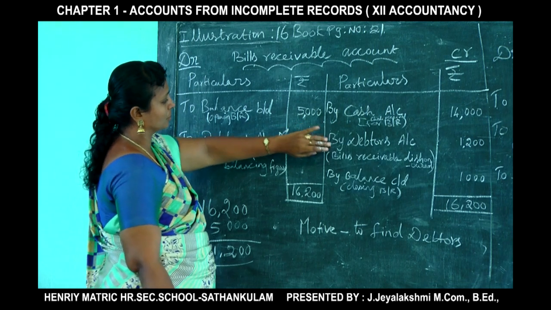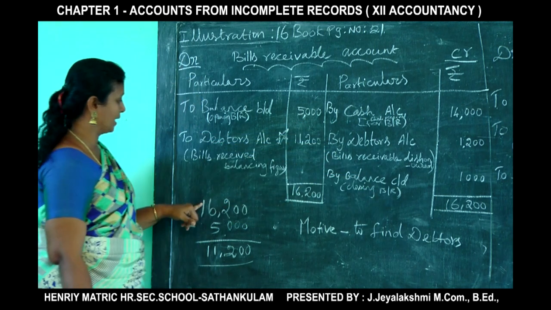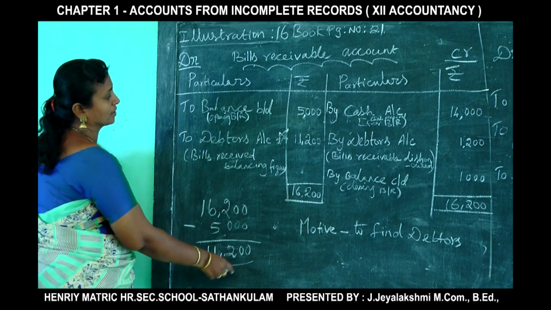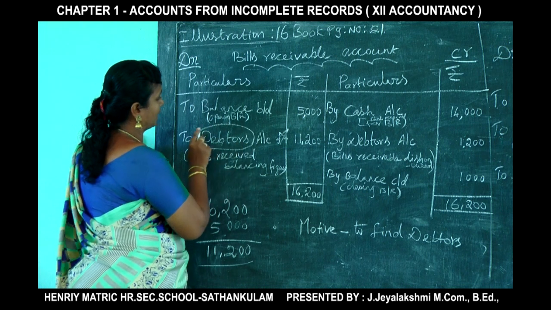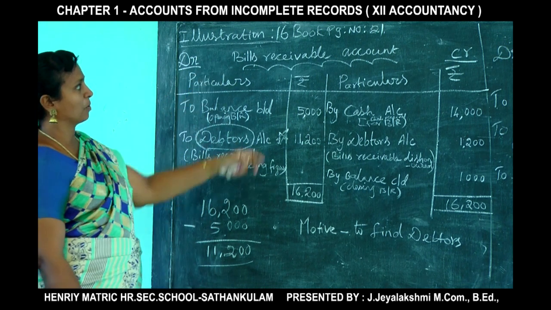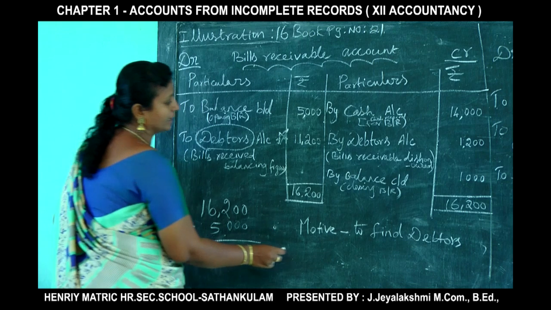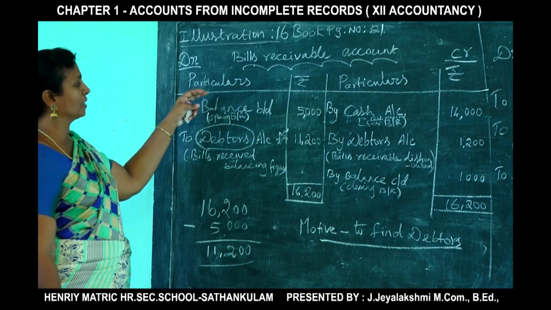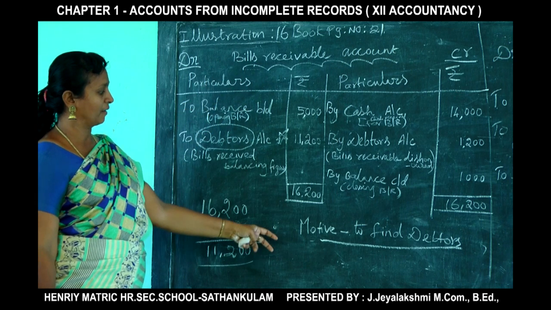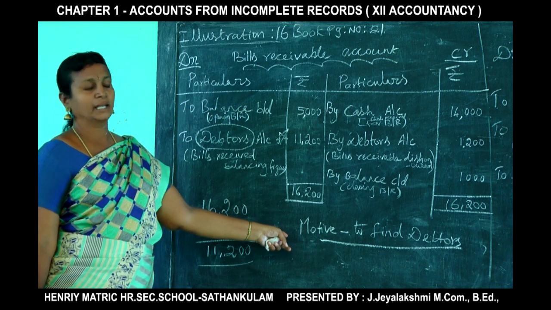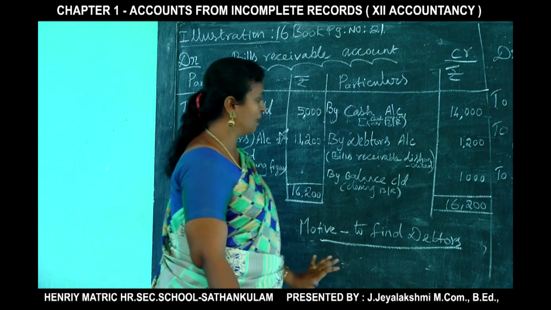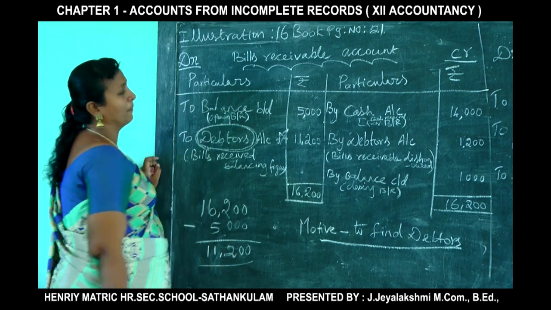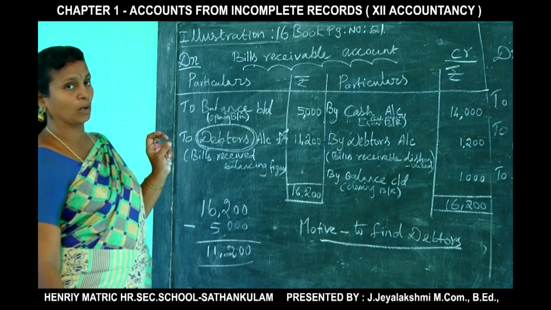So what do we have to do? 16,200 minus this 5,000, we get 11,200. So that is the debtors. So why are we finding bills receivable? To find debtors. So the main motive or aim is that with the bills receivable account, we are finding debtors. Then second, with the information of debtors, we are going to prepare the total debtors account.